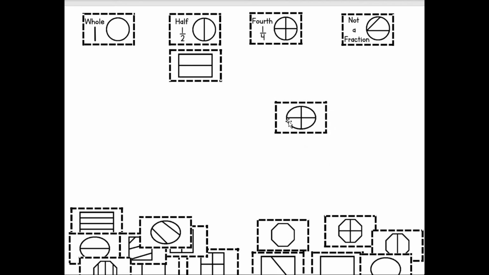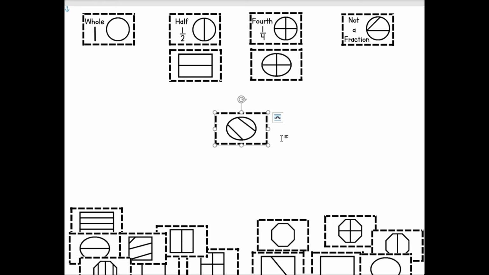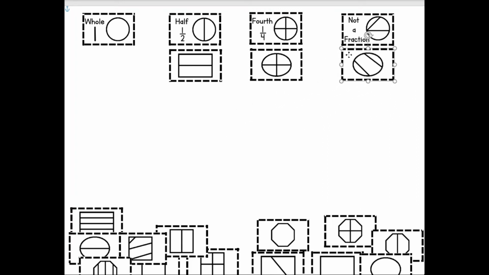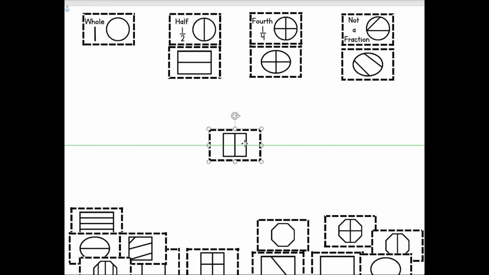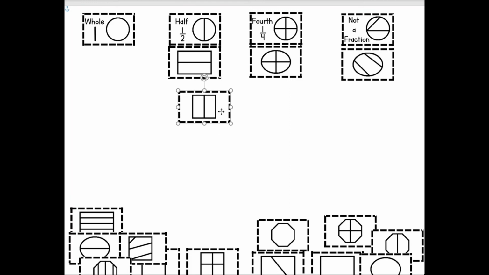Then we have a piece that is cut into 4 pieces to demonstrate fourths. So here is the 4th category. All right, this piece is cut into pieces, but I'm seeing that this piece is small, this piece is large, this piece is small. So we know that these pieces are not equal. So this is demonstrating not a fraction. All right, this is showing 2 equal pieces. So this is showing you halves. So I'm going to put it under the 1/2 category.